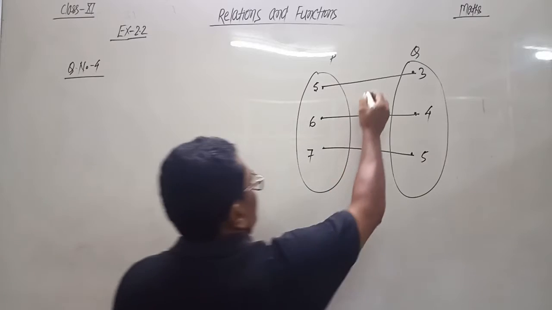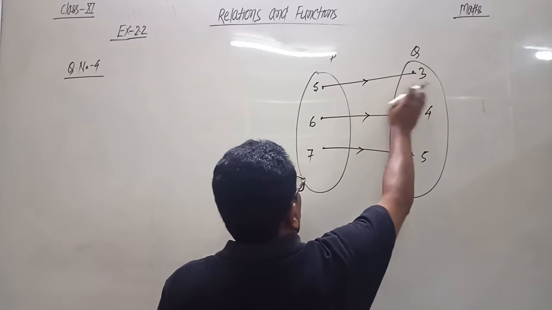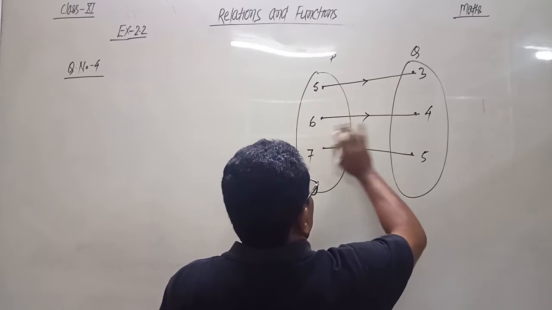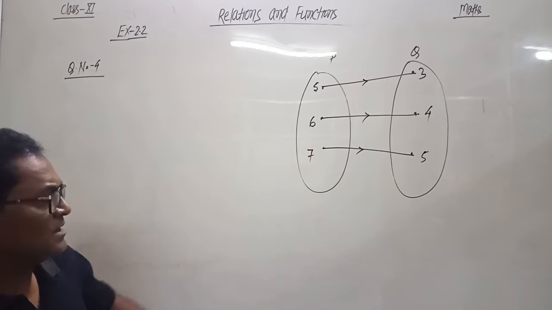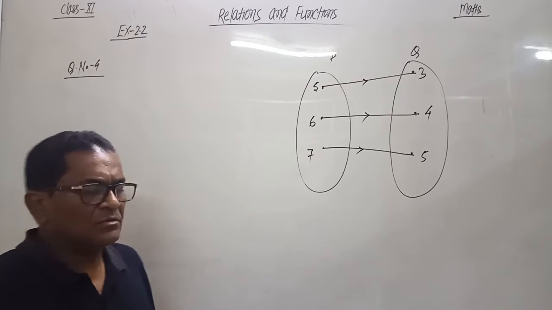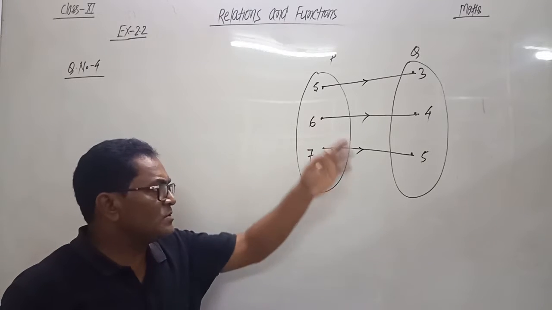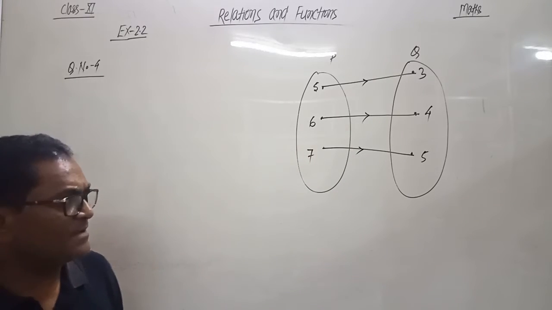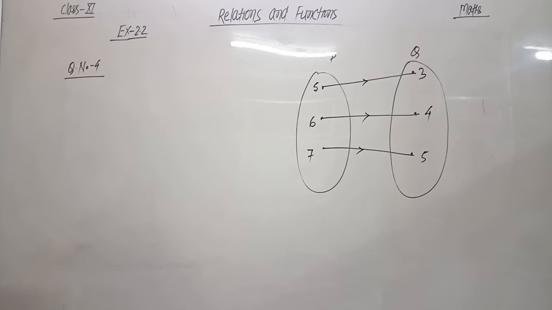So it is represented by arrows. There is a relation between 5 and 3, 6 and 4, and 7 and 5. There are two sets P and Q. Set P has the elements 5, 6, 7. Set Q has the elements 3, 4, 5. And the relation is defined from set P to Q.